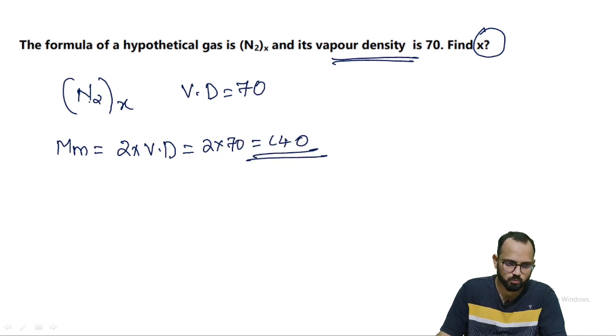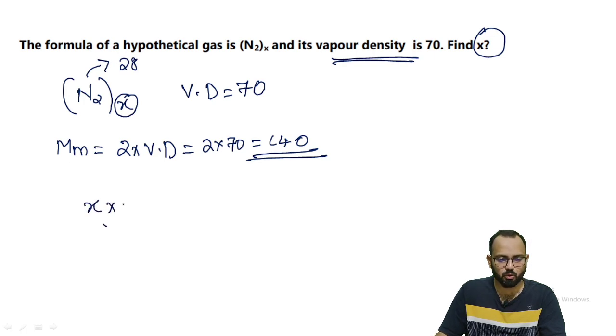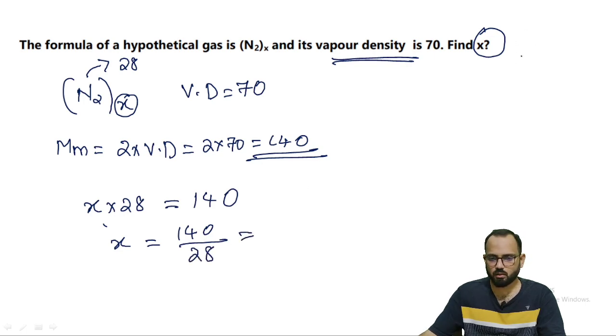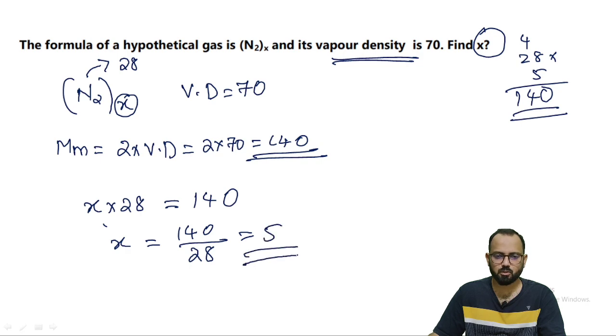Fine. How many N2s are there with us? X number of N2s are there, right? What is the mass of N2? 28, right? So X into 28 is 140. So 140 by 28 is going to be X. I think 28 into 5 should get 140, right? Yes, that's correct. Good. X is equal to 5.